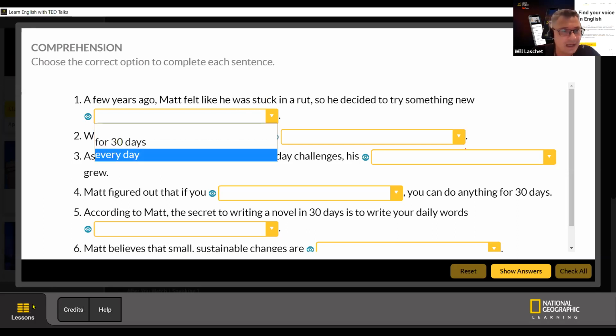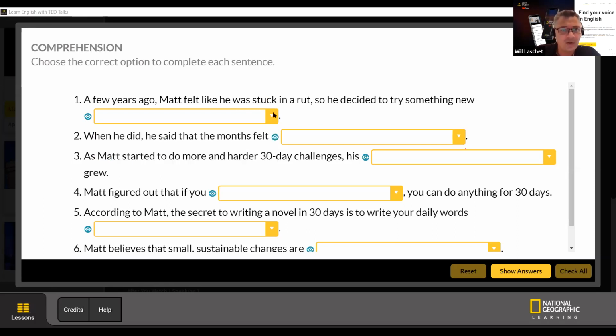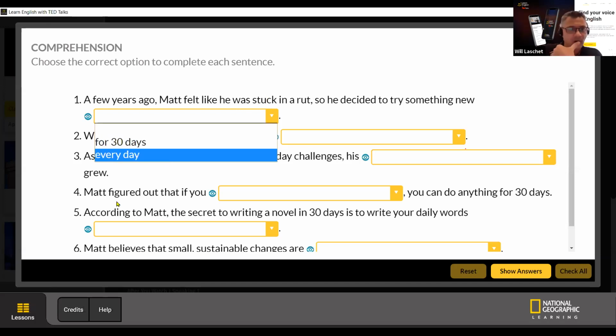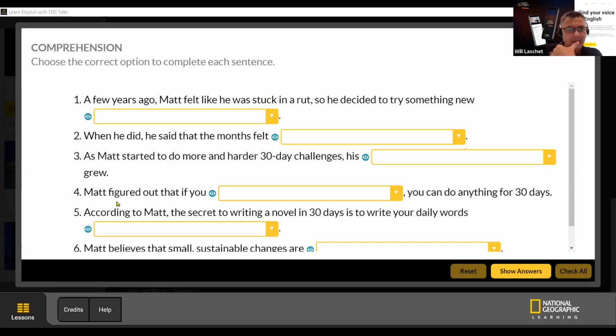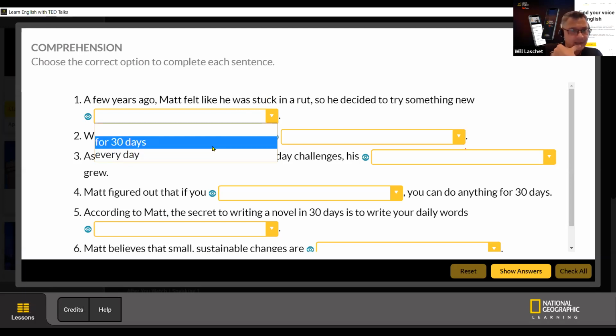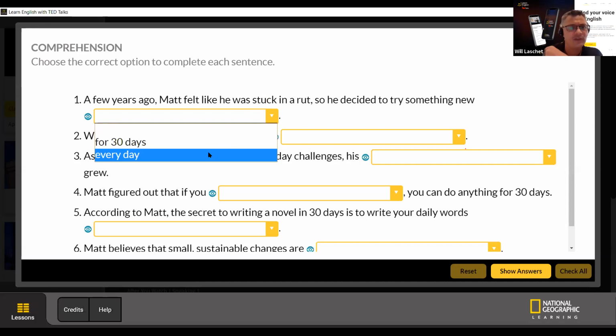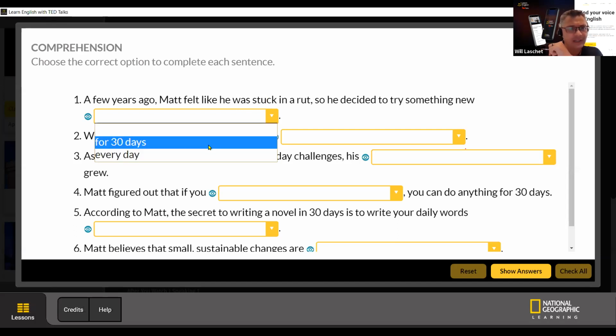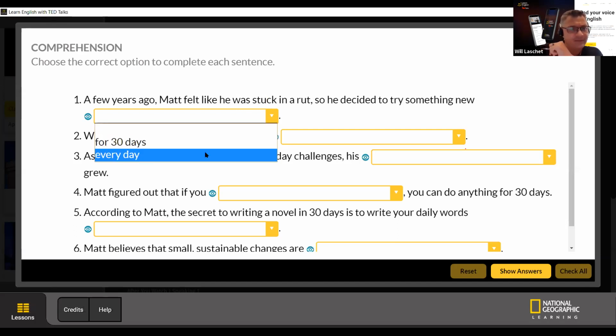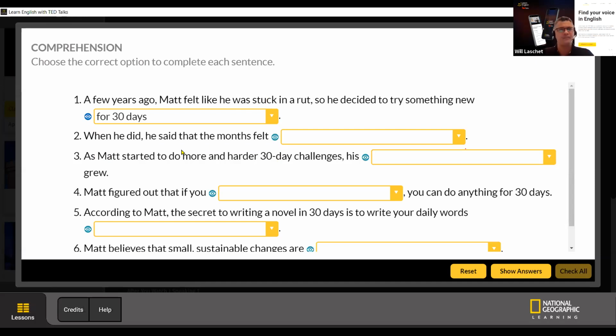I'm going to click, and we've got 2 options. So we've got for 30 days, or we've got every day. So which of these is the right answer? Is it try something new for 30 days, or is it try something new every day? What do we think we should use? What's the correct answer? Is it for 30 days or every day? For 30 days. Okay, so I'm going to click that.